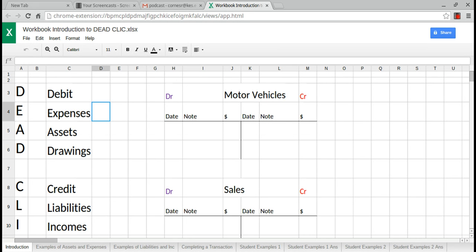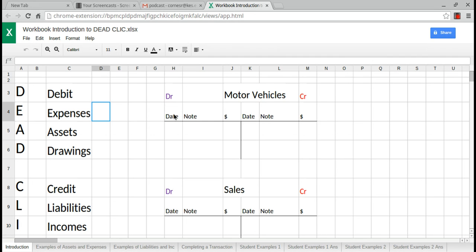The important thing to know is that debit entries always go on the left-hand side of an account and credit entries always go on the right-hand side. The account itself is commonly called a T account. Officially, they're ledger accounts because they're stored in something called a ledger.